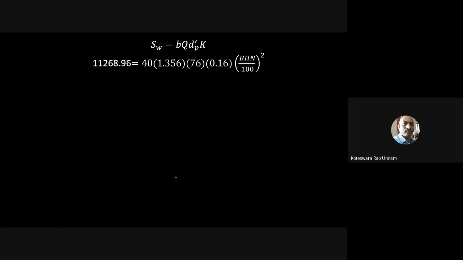K is nothing but, for plain carbon steels, this is the formula for K. K is equal to 0.16 into (BHN by 100) whole square. So then this is the formula, like I said, B into Q into dp dash into K. So in this, B is 40, Q we just calculated as 1.356, dp is already calculated as 76, and your K in terms of BHN is going to be given like this, 0.16 into (BHN by 100) whole square. So this should be equal to your P effective into Fs.